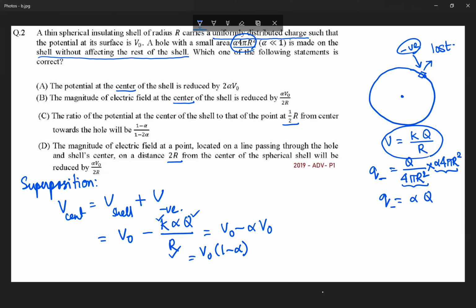The potential at the center of the shell is reduced by 2 alpha V0. No, the potential at the center is reduced by alpha V0. The magnitude of electric field at the center of the shell.